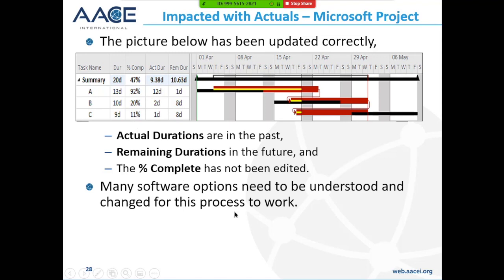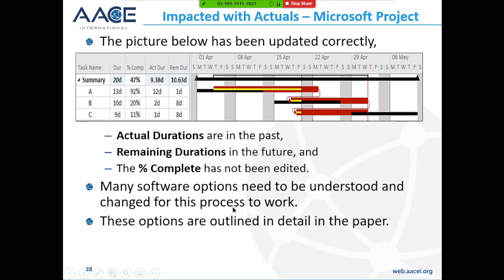Many software options need to be understood and changed for this process to work, and the options are outlined in detail in my paper. So if you read the paper, I actually explain step by step how you do this, and I have a template on my website which actually tells you in a user-defined field or calculated field whether you've updated each activity properly.